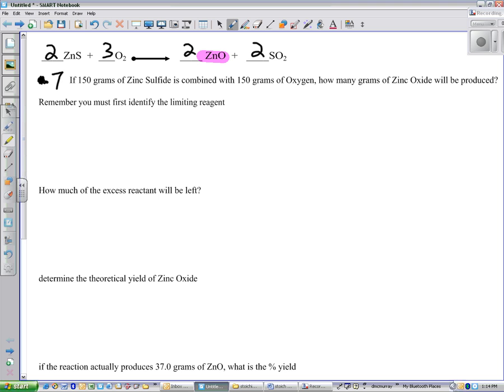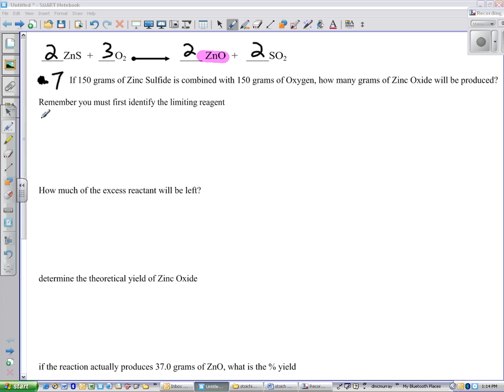Now, before we can do that, we need to decide how we're going to determine the zinc oxide quantity from the two different reactants that are shown. We have two different reactants, be it the 150 grams of zinc sulfide and the 150 grams of oxygen. And we have to make a decision on which one gets used up first by finding a limiting agent.